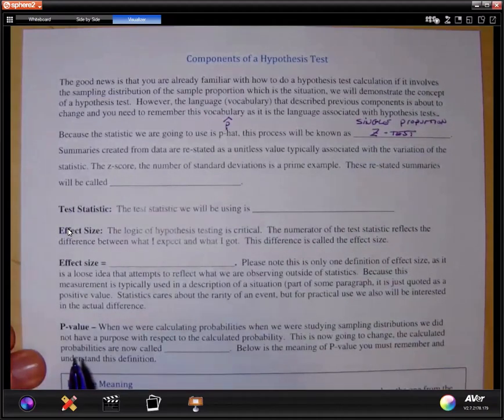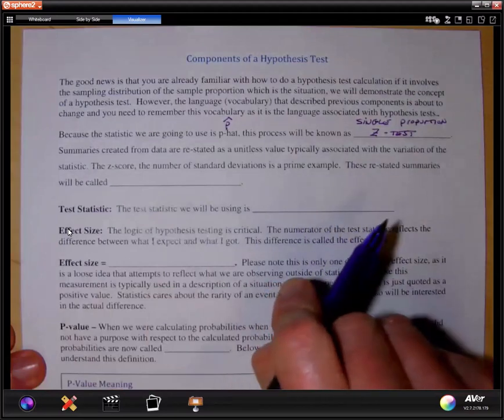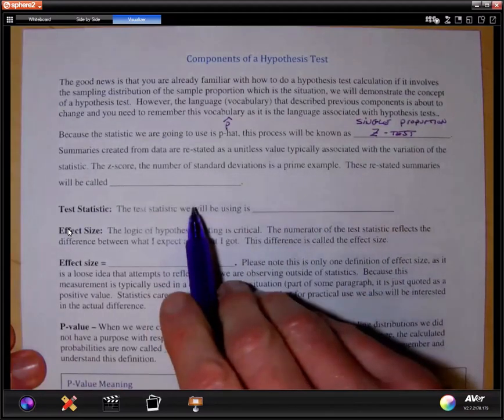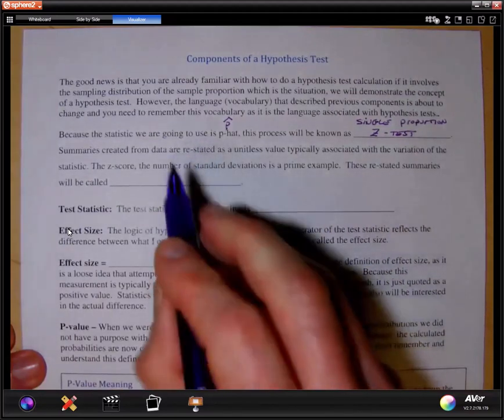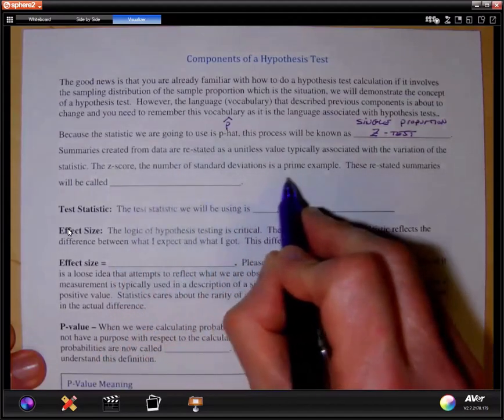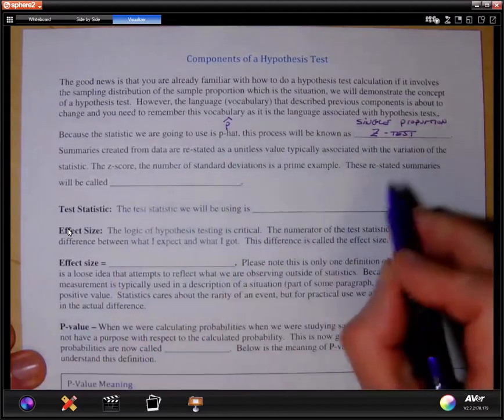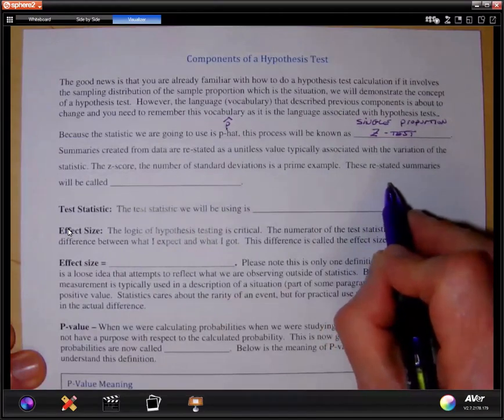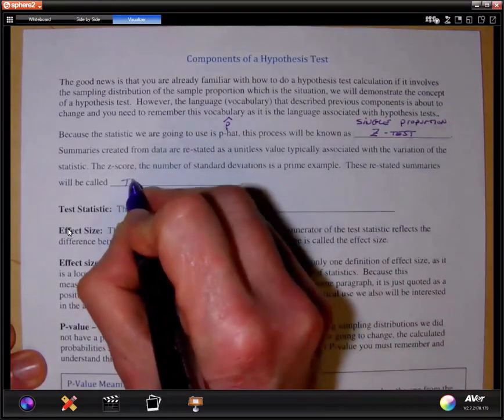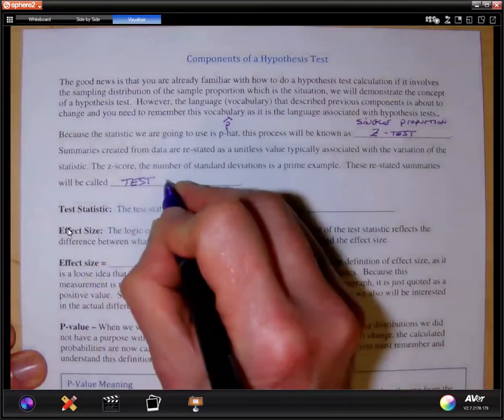Summaries created from data that are restated as a unitless value typically associated with a variation of the statistic. The z-score, the number of standard deviations, is a prime example. These restated summaries will be called test statistics.